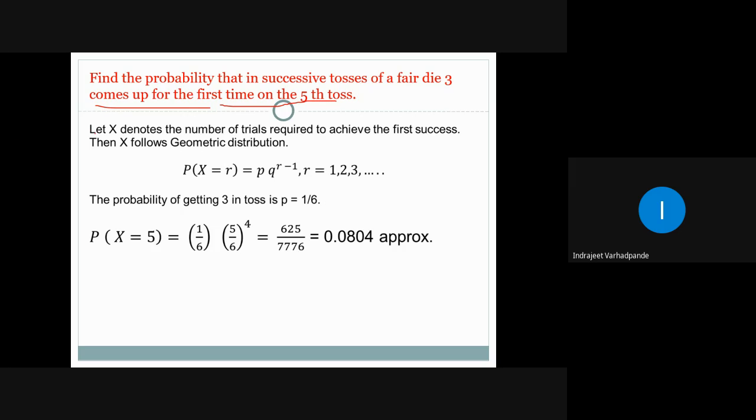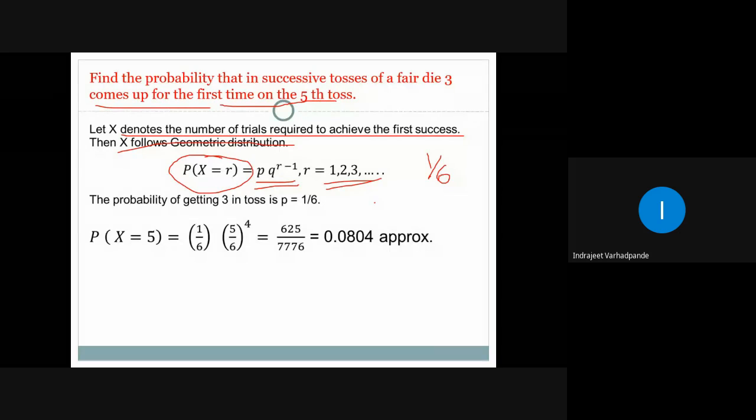So let x denote the number of trials required to achieve the first success. Then x follows the geometric distribution. Probability at x equal to r is p into q to the power r minus 1, where r is equal to 1, 2, 3. When a die is thrown, the probability of each number coming up is 1 by 6. So the probability for number 3 to come up is 1 by 6.